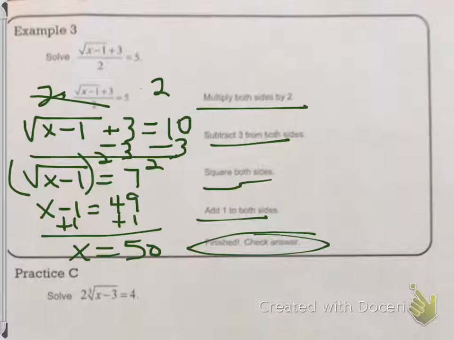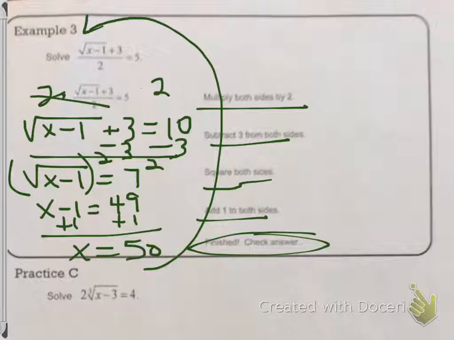Then again, my very last step is to check that really fast. So I'm going to take that 50 and substitute it in place of the x. So 50 minus 1 is 49. 49 square rooted is 7. 7 plus 3 is 10. 10 divided by 2 is 5. So that checked out. When it checks out, we know that our answer is correct.